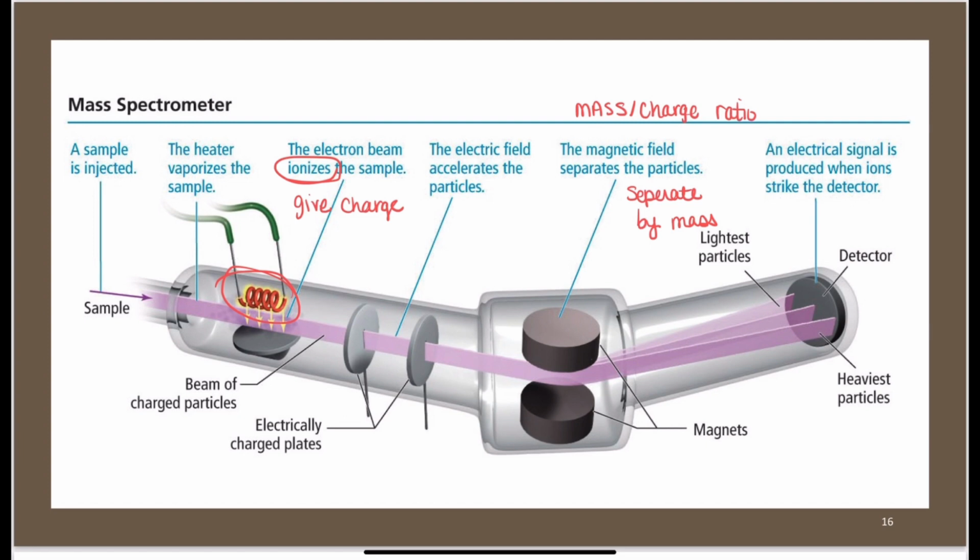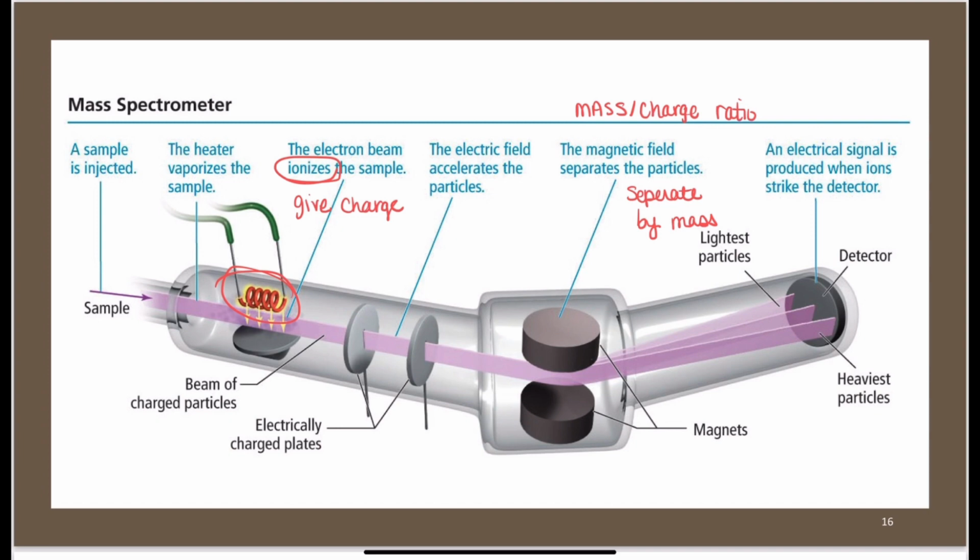Once it separates through the magnets by mass, it hits your detector, and your lightest particles hit separately from your heaviest particles with everything else falling in between. So the mass to charge ratio, or again, in turn the mass, because they all have the same charge, will separate out those particles based on the mass of that particle. And that's how we can detect what actual particles we have.